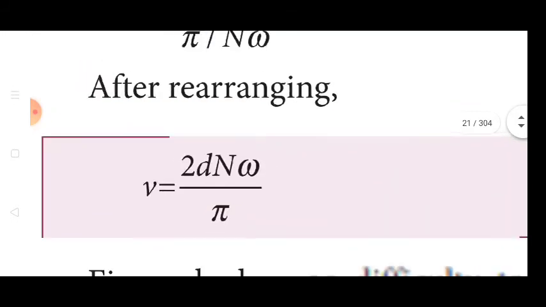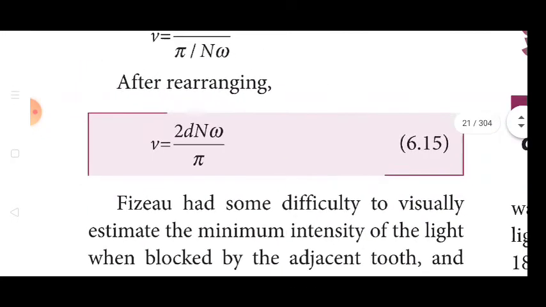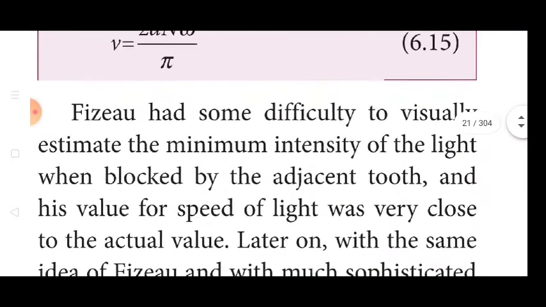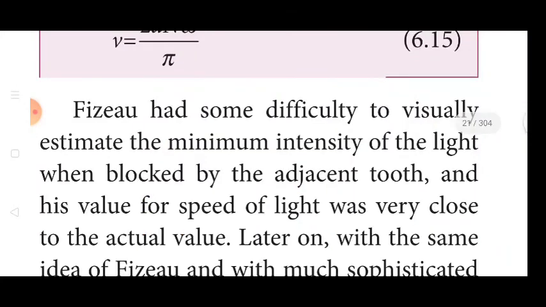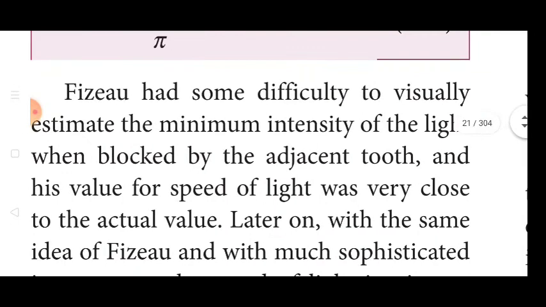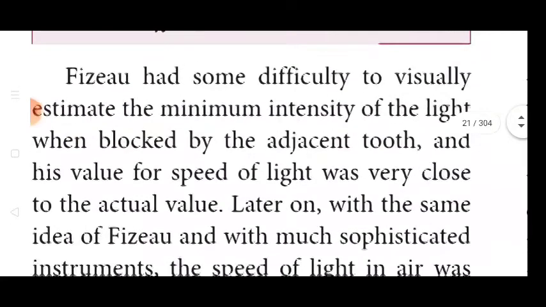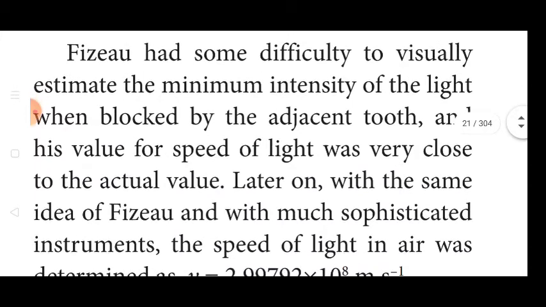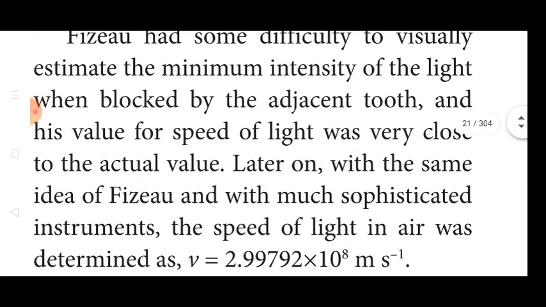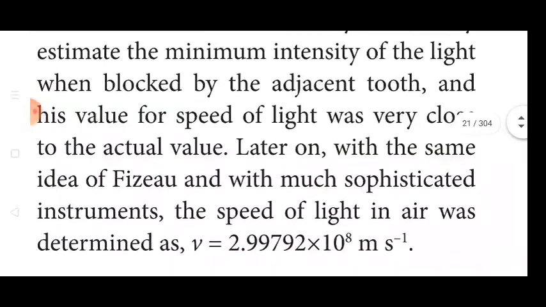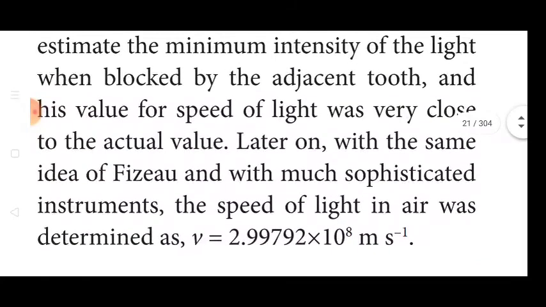Fizeau had some difficulty in visually estimating the minimum intensity of the light when blocked by the adjacent tooth, and yet his value for the speed of light was very close to the actual value. Later on, with the same idea and with much more sophisticated instruments, the speed of light in air was determined as v is equal to 2.99792 into 10 power 8 meter per second.